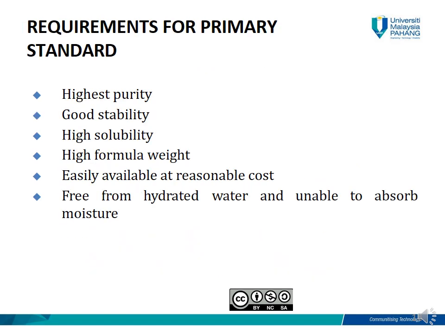What are the requirements for a primary standard? The primary standard must have the highest purity, good stability, high solubility, high formula weight, be easily available at reasonable cost, be free from hydrated water, and be unable to absorb moisture. These are a few properties or requirements for a primary standard.